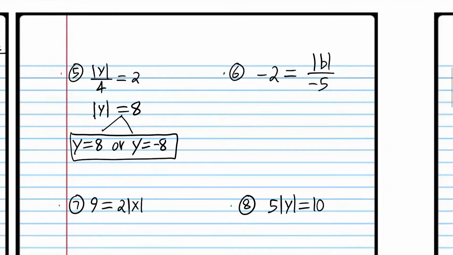So why don't you try number 6, and when you come back, we'll do it together. All right, we're back. So we're going to multiply both sides by -5, and we get 10. And b is equal to +10, or b is equal to -10. So if you got those answers, good job.